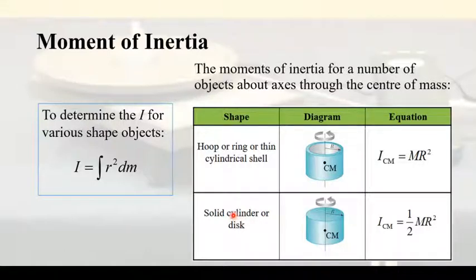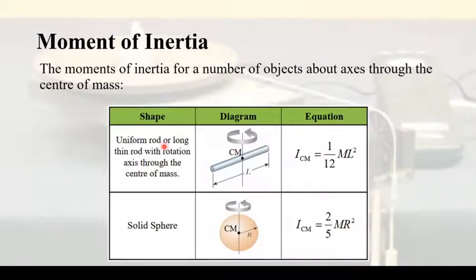Now, if you have a solid cylinder, most of the time we will apply this equation for this. If you have a solid cylinder, then I equals half mr squared. Don't ask me why this one doesn't have a half and this one has a half, because it is all based on the derivations using the integral equation. So all you have to know is how to apply these two equations.